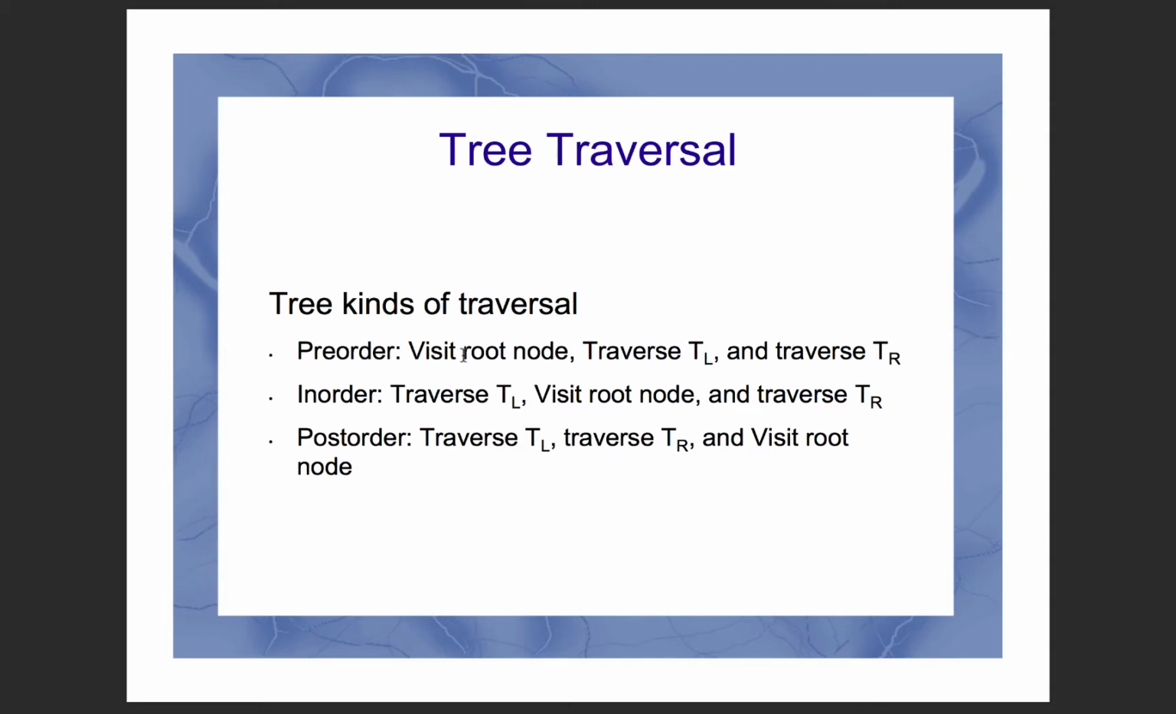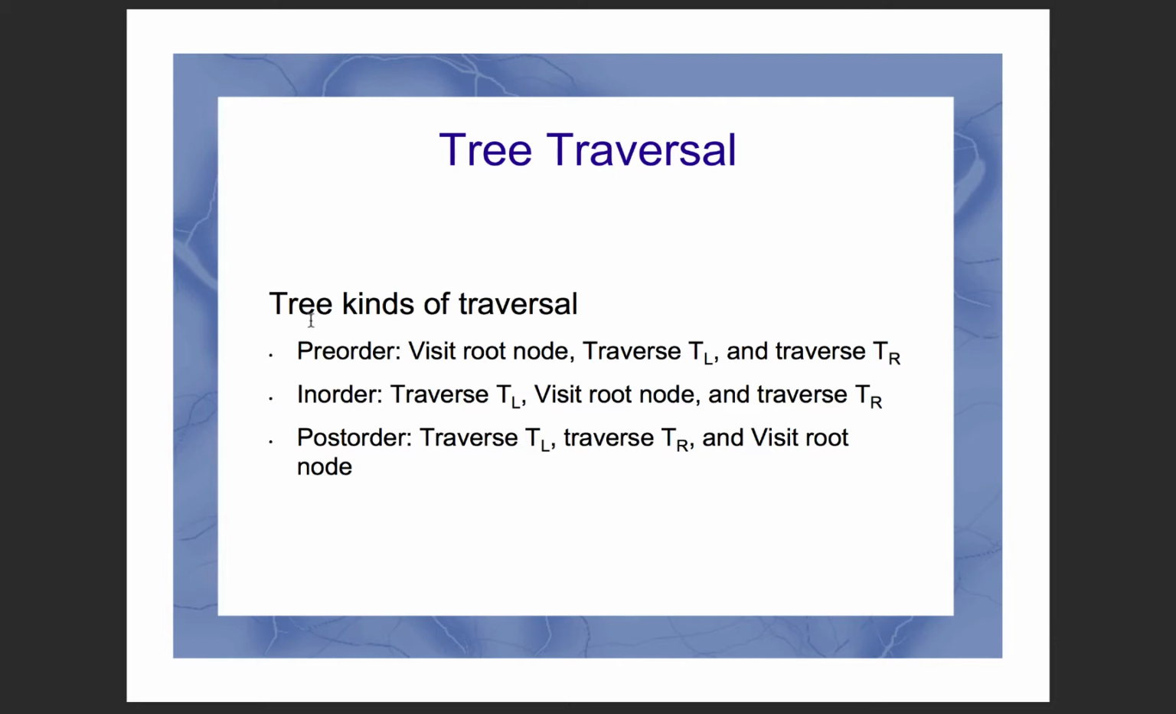Pre-order basically says that you are visiting the root node before everything, that's why it's called pre-order. In-order says that you are visiting the root node in between left and right, that's why it's in-order. And post-order says that you are visiting the root node after traversing TL and TR.